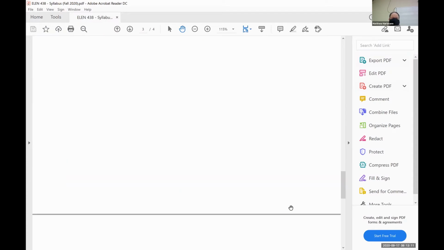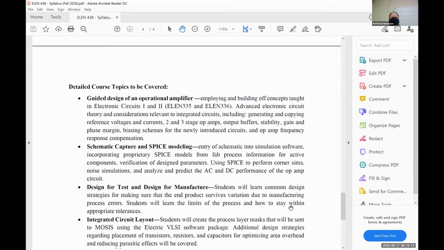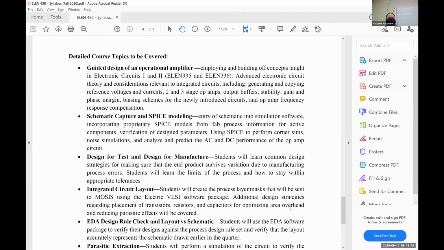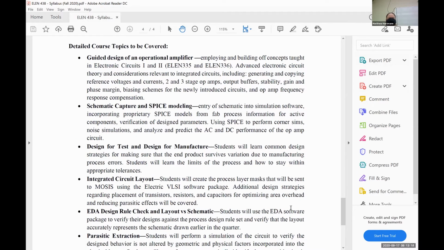All right, so here's a list of the topics that we're going to be covering in this class. And I have not included a tentative course schedule because that's what we're going to talk about today. So we are going to be designing an op-amp, as I've stated before, building off of a lot of the topics that we learned in 335 and 336.